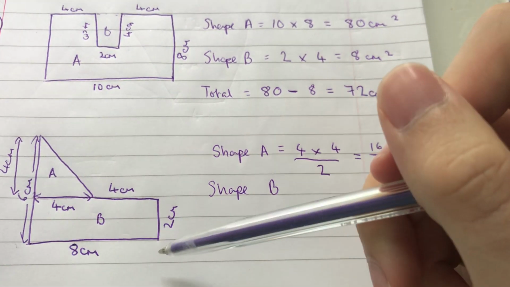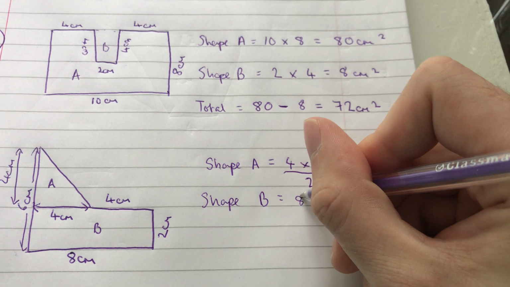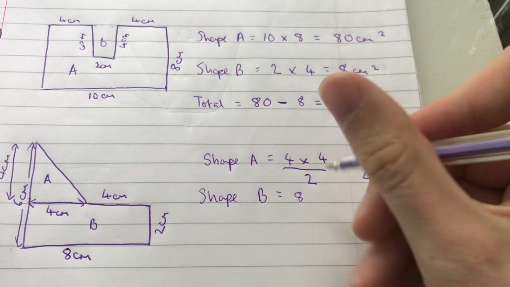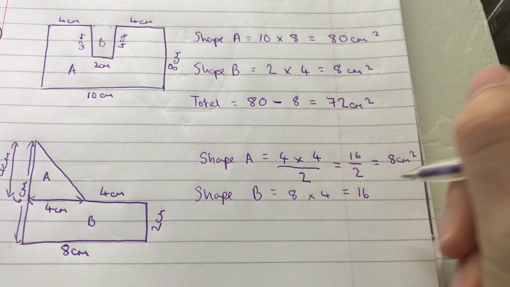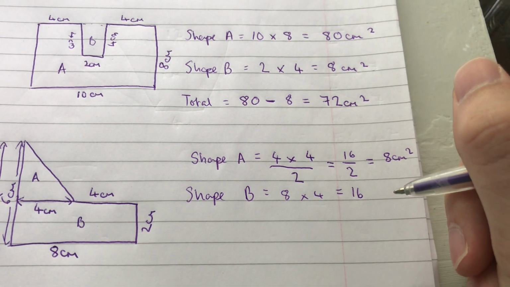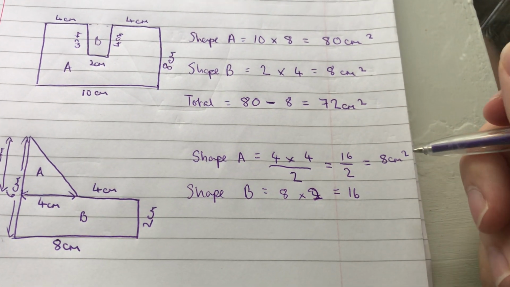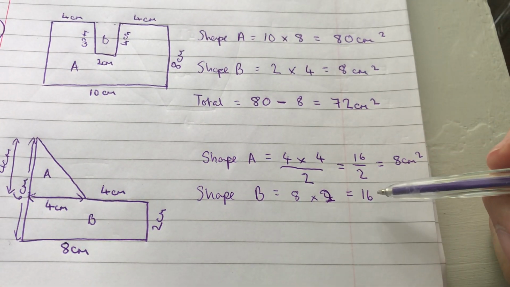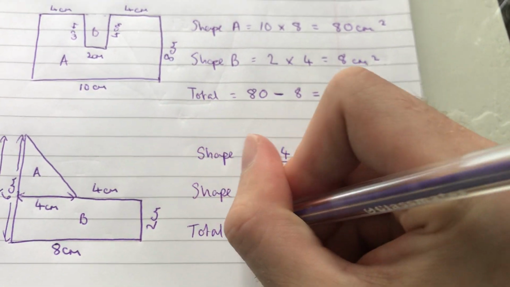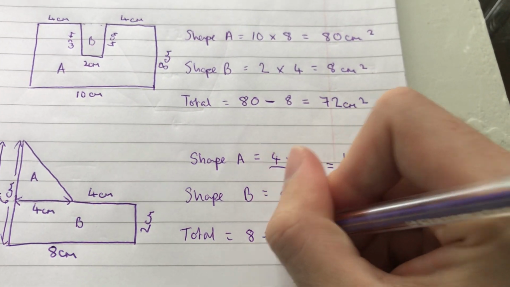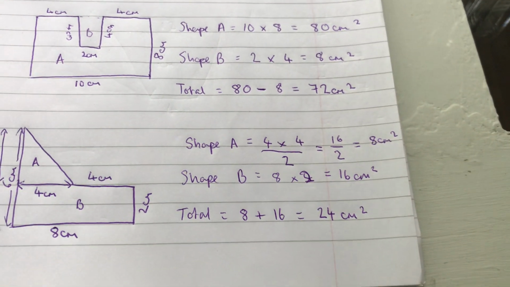Next one, we've got shape B. So we've got base of 8 and height, so it's just a rectangle, of 2. 8 multiplied by 2, that is 16, because that 2 is our height, is 16 centimetres squared. Now add them together, so total equals 8 plus 16, which equals 24 centimetres squared are our units.